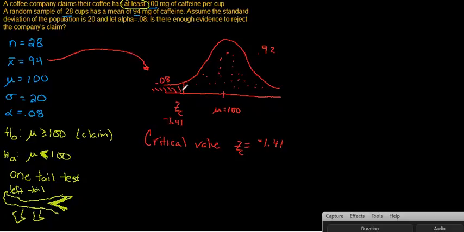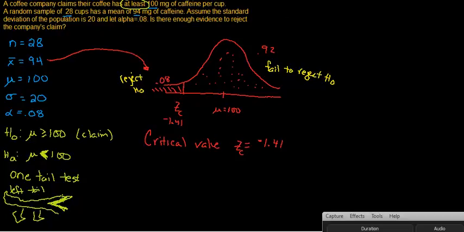If I am more extreme than 1.41 standard deviations below the mean, we're going to reject the null hypothesis. Okay, so let's write that down. This is our rejection region. We're going to reject the null hypothesis if our data lands in that zone, and we will fail to reject the null hypothesis if our data lie in this other 92% zone.